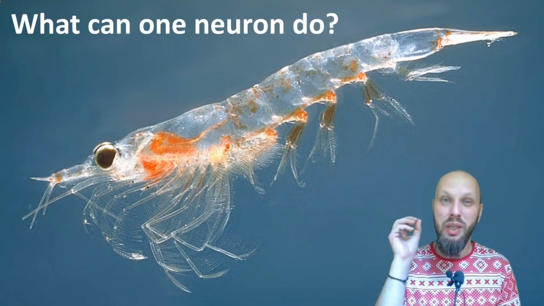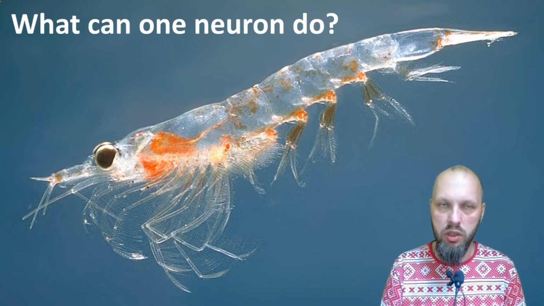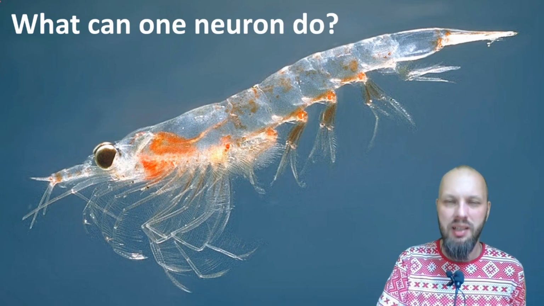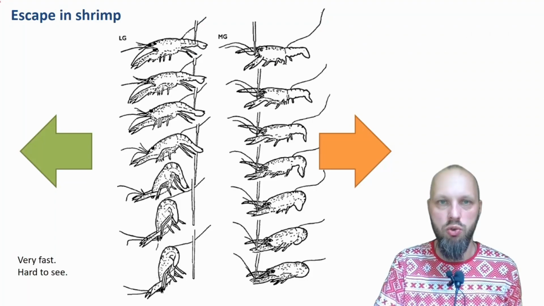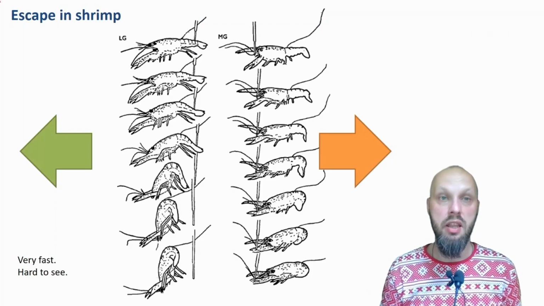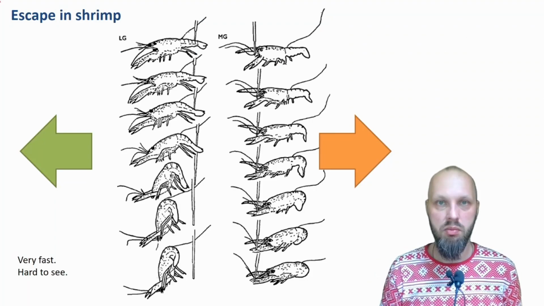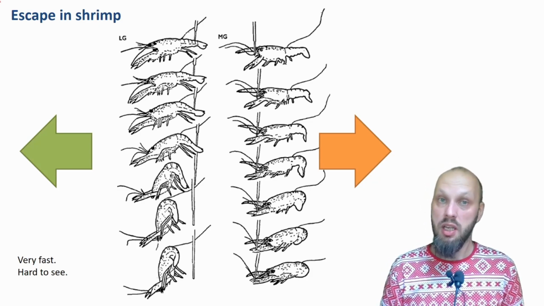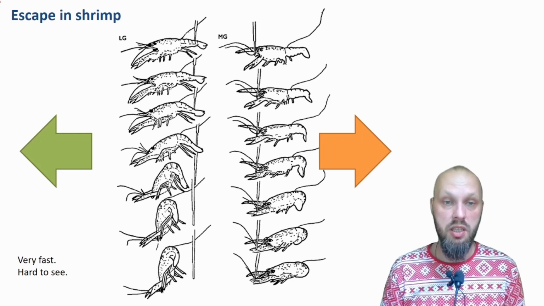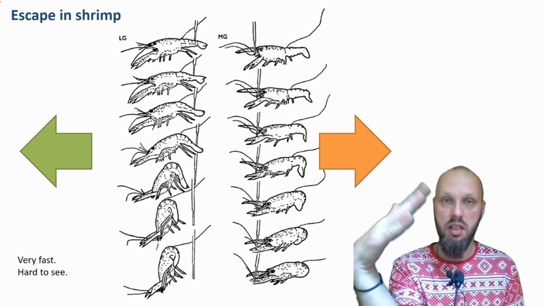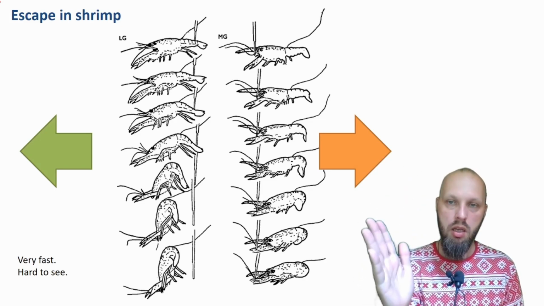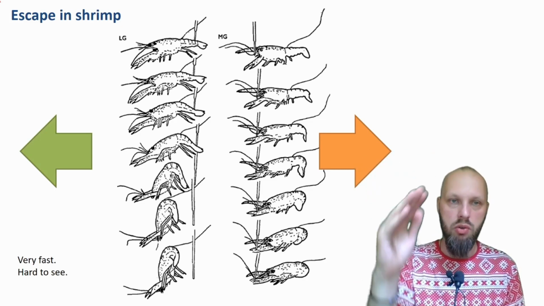Let's see. We kind of talked about that already when we talked about squid and giant axons, but here we have a shrimp. So what's cool about shrimp? I mean, lots of things are cool about shrimp, but one cool thing is that they can escape, as many other small animals. And depending on where you touch them, they can escape forward or backwards. And the way they do it, they have this telson, the special tail. And if they flip their tail, they will go in the opposite direction.